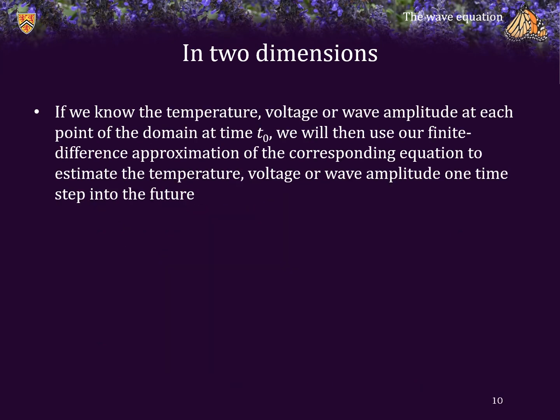So if we know the scalar values, be it temperature, voltage, or wave amplitude, at every single point in our two-dimensional domain at time t0, so for example, the temperature may be ambient, the voltage may be 0, the wave amplitude may be 0, we have a smooth pond. At that point, we will then use our finite difference approximation of the corresponding equation, heat or wave, to estimate the temperature, voltage, or wave amplitude one time step into the future. This is exactly what we did in one dimension, only now we will do it for every single point in the domain in our two-dimensional world.